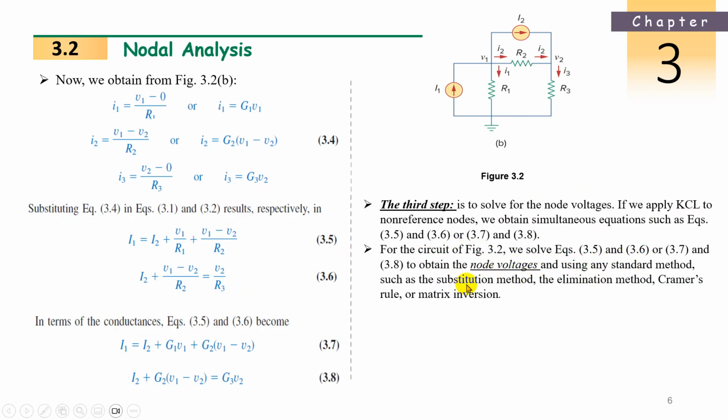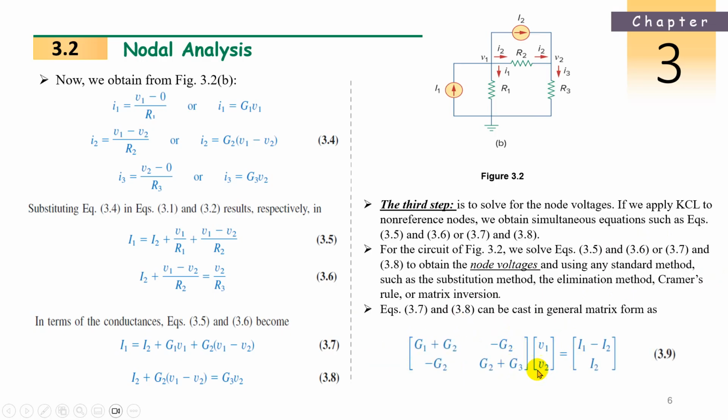Node voltage using the standard method such as the substitution method, elimination method, or Cramer's rule method, or matrix inversion method. We have two methods here: the elimination or standard method, or Cramer's rule or matrix inversion method. We will study both. This is called the matrix method.